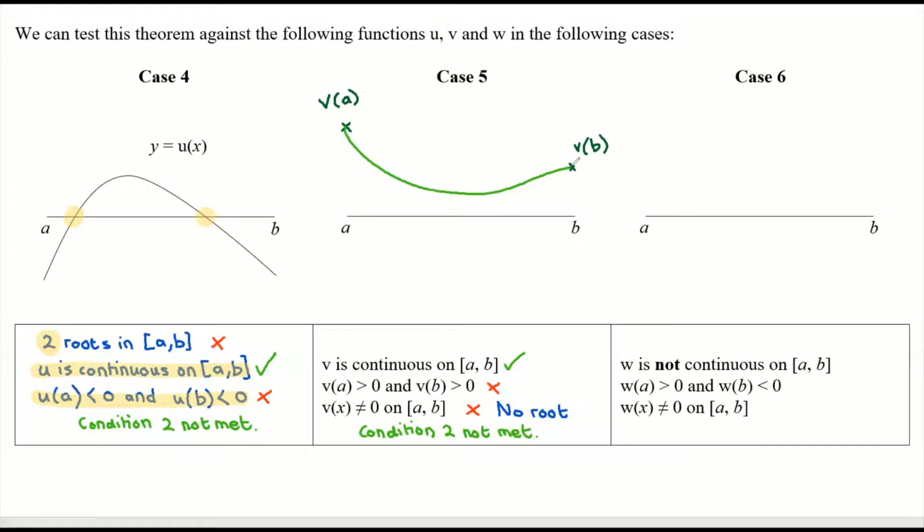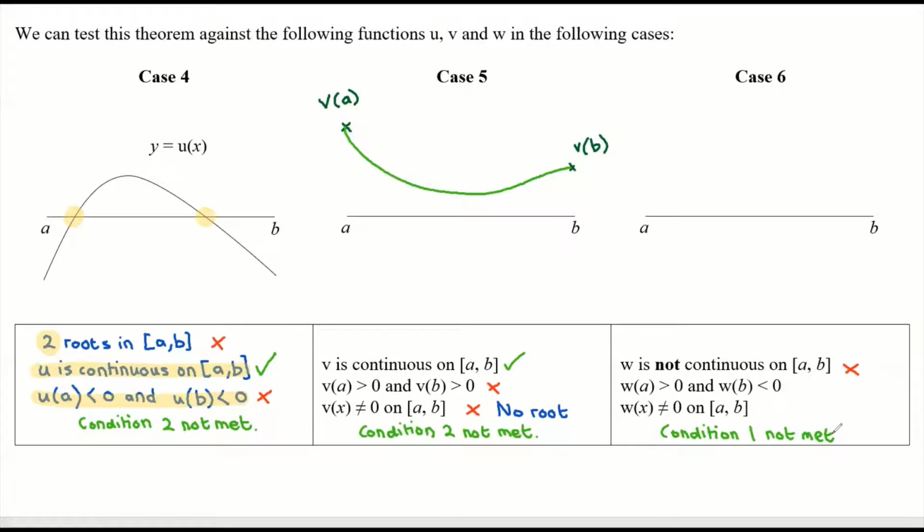Now for case 6, the first condition is not met. Okay, it says W is not continuous on AB. First condition not met. Right, so I'll just make a note of that. So condition 1 is not met. It's only if the first two conditions are met that the theorem is valid, okay? So it's not continuous on AB. We'll have a look at what that means in a moment.